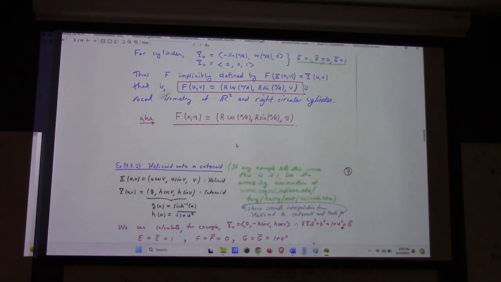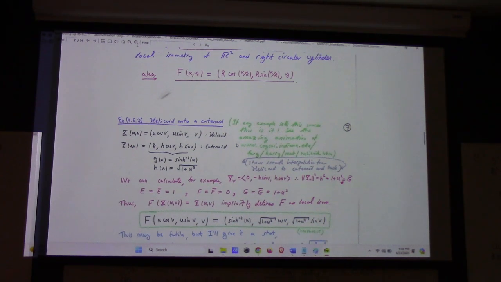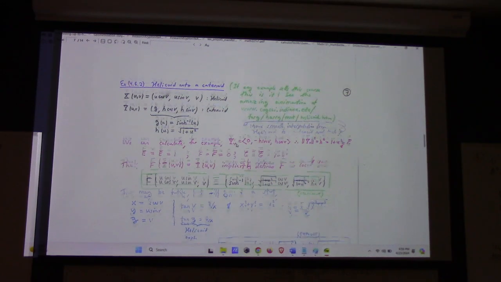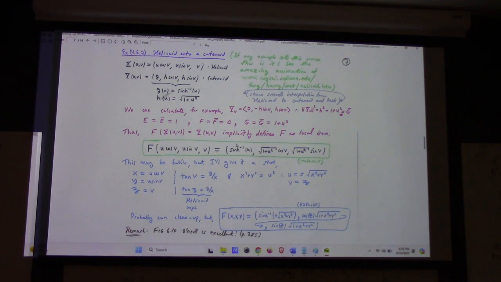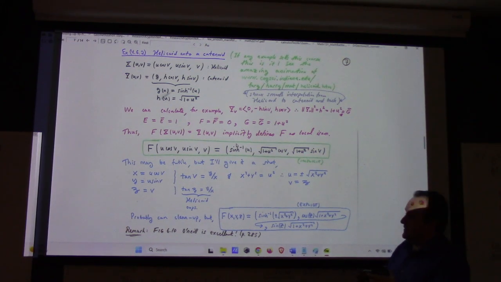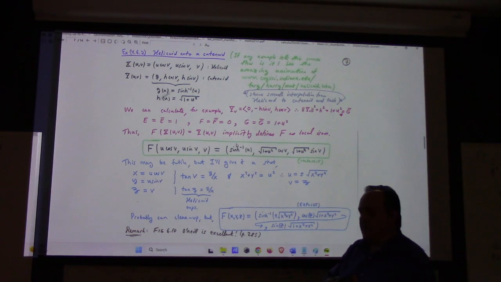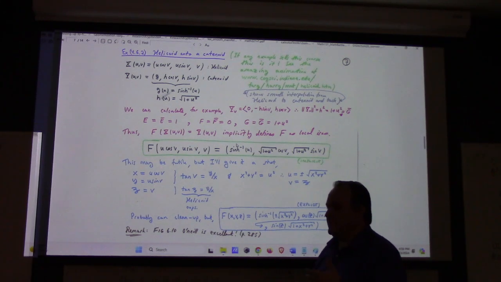All right, I'm majoring in the minors here. Here's a more complicated version of this. Here's how you can actually find the mapping from the helicoid to the catenoid I showed you guys the other day. The interesting thing is they have the same warping functions, which shows you, if they have the same warping functions, that means they're locally isometric.